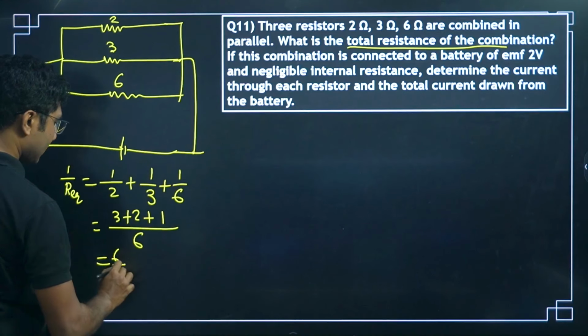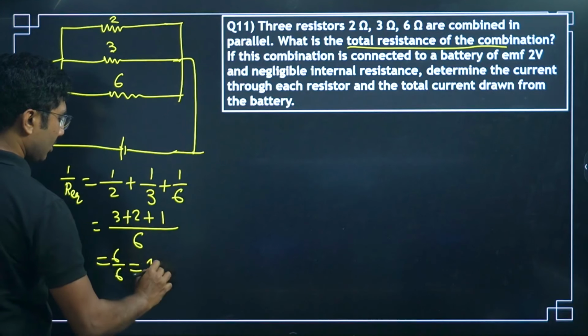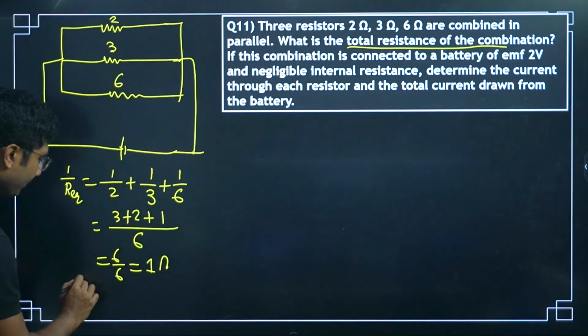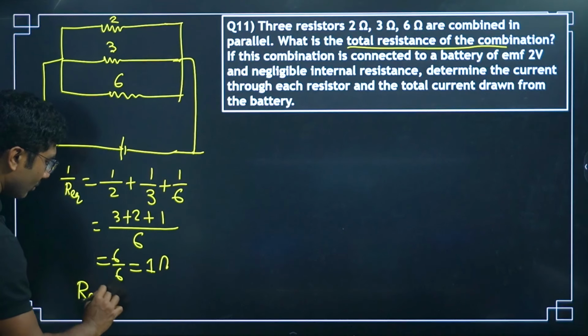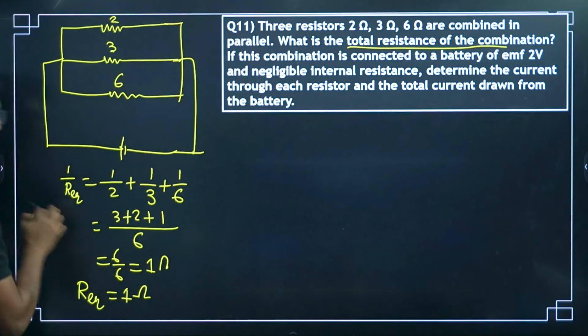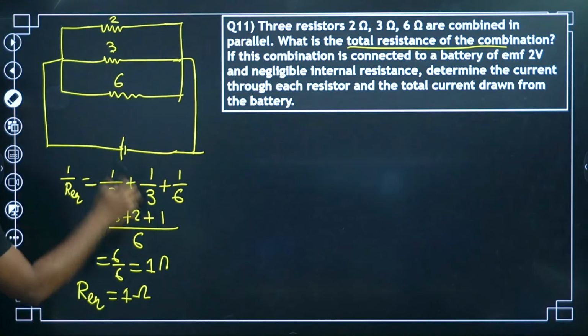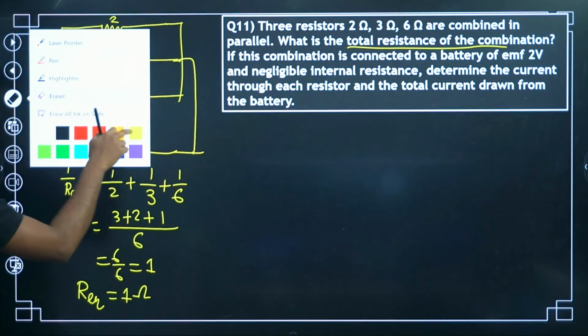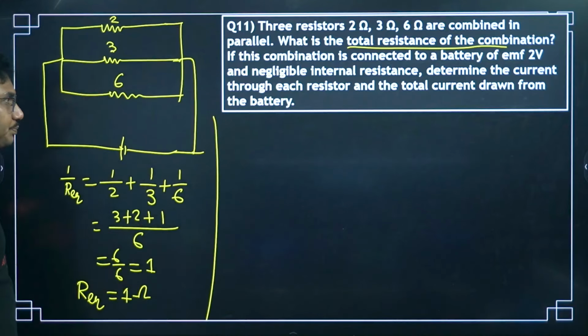So, 6 by 6 equals 1, not 1 ohm, sorry, you have to take the reciprocal. So, 1 by 1 is also 1. So, here it will be 1 ohm. So, this is the total resistance done.